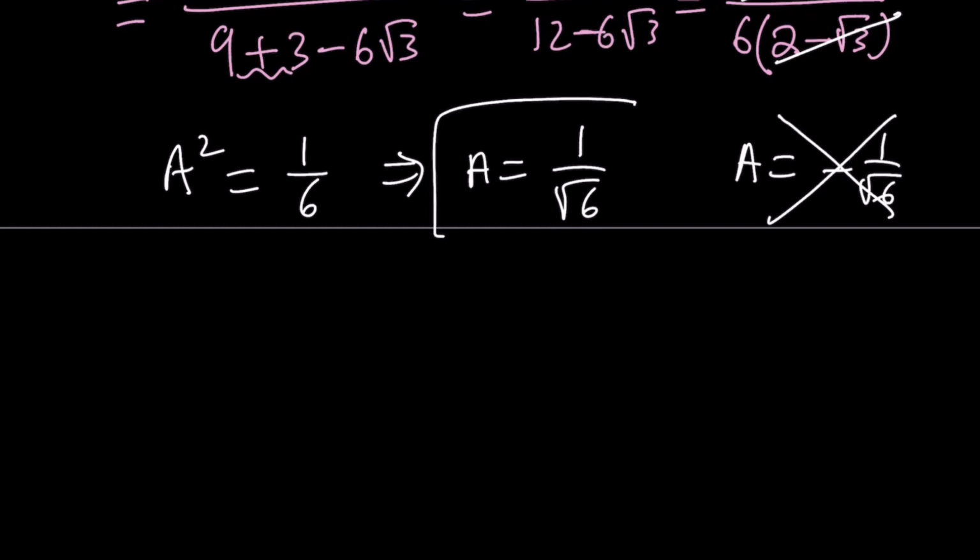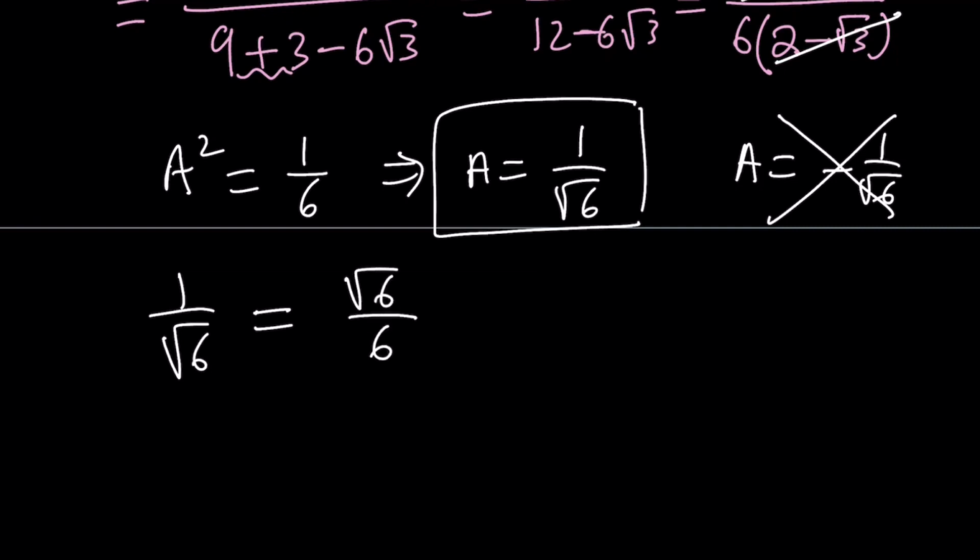So a is equal to 1 over root 6, but let's go ahead and rationalize the denominator, and we're going to get root 6 over 6 as before. I hope that makes sense.